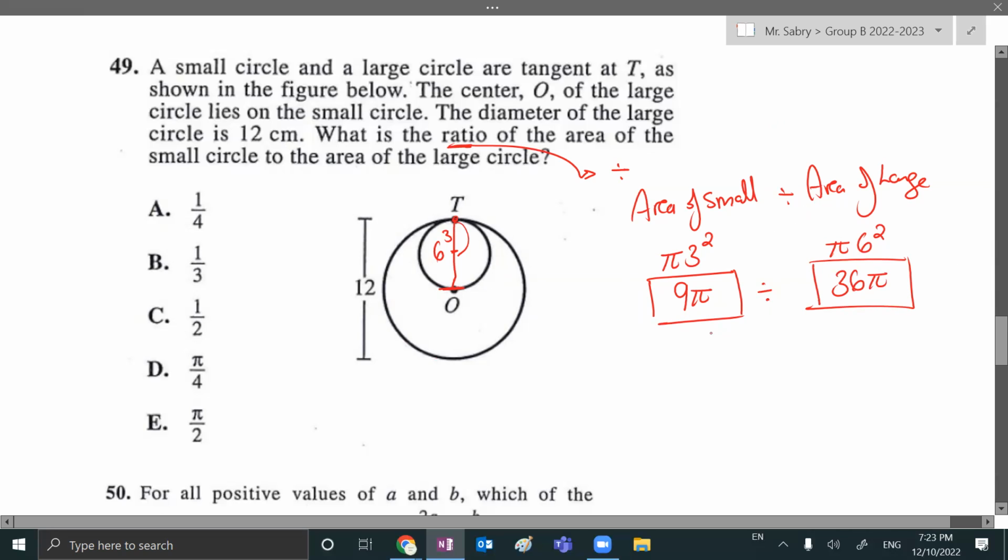I'll divide both by each other now. So it's 9 over 36. Divide both by 9 and you'll get 1 over 4. So it's 1 to 4. If this wanted to be written in a different form, I can write it this way: 1:4. This is okay and this is okay. They're the same.